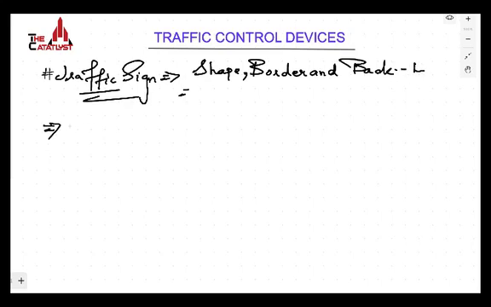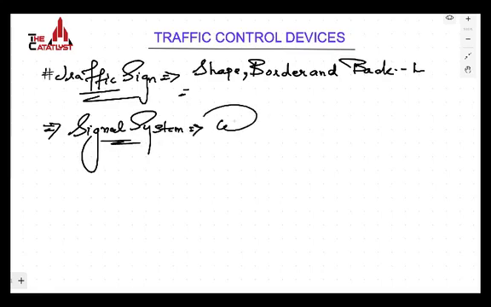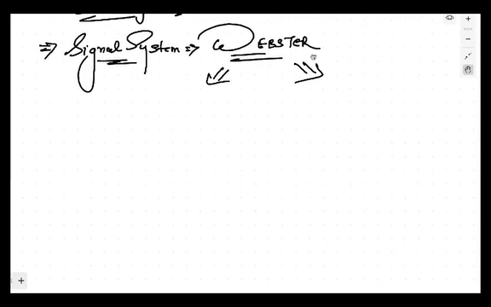The next topic is the signal system. In the signal system, we have to study the most important method, that is the Webster method for design. The Webster method says that in order to design a particular signal, designing means you have to find the time of all the lights.